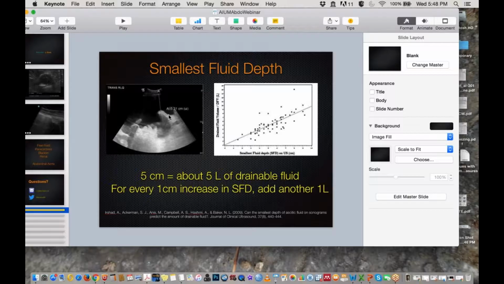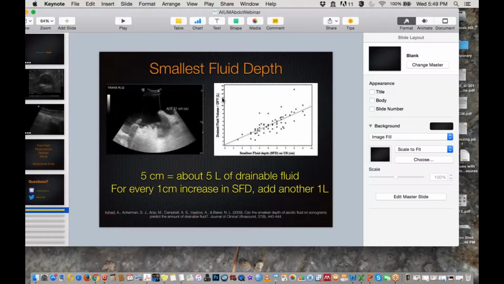What that study showed is that about 5 centimeters typically translates to about 5 liters of drainable fluid. In that study, what you can see here is a linear correlation of the smallest fluid depth on the x-axis and the drainable fluid volume on the y-axis. For every centimeter increase in that depth, you can add another liter to your estimate. Obviously, these things are not perfect and won't perfectly correlate, but it gives you an idea how much fluid is in the abdomen.